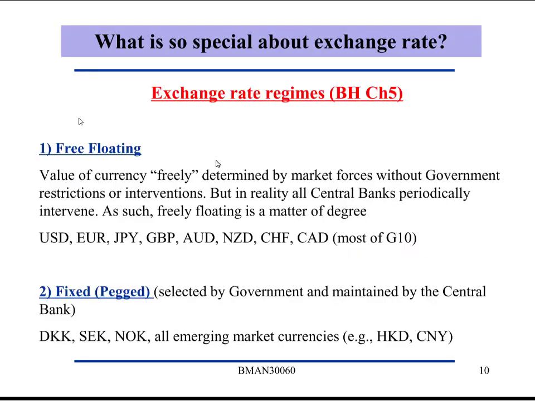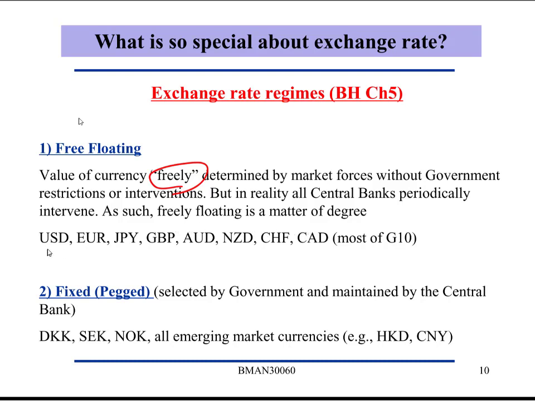I want to talk about exchange rate regimes. It's in Baker-Hardwick, chapter 5. The first exchange rate system I want to talk about is the free floating. Free floating means the equilibrium exchange rate is determined by demand and supply in the FX market freely. But in reality, all central banks intervene at least a few times a year. So free floating is actually a matter of degree.